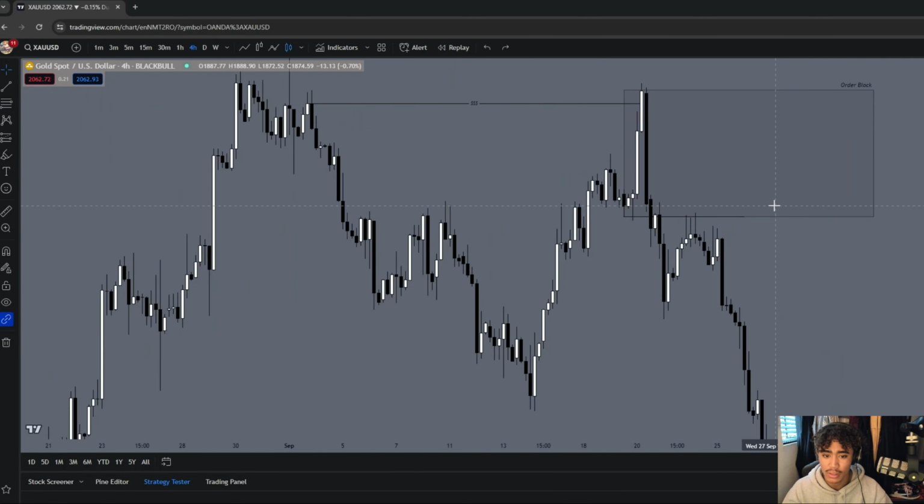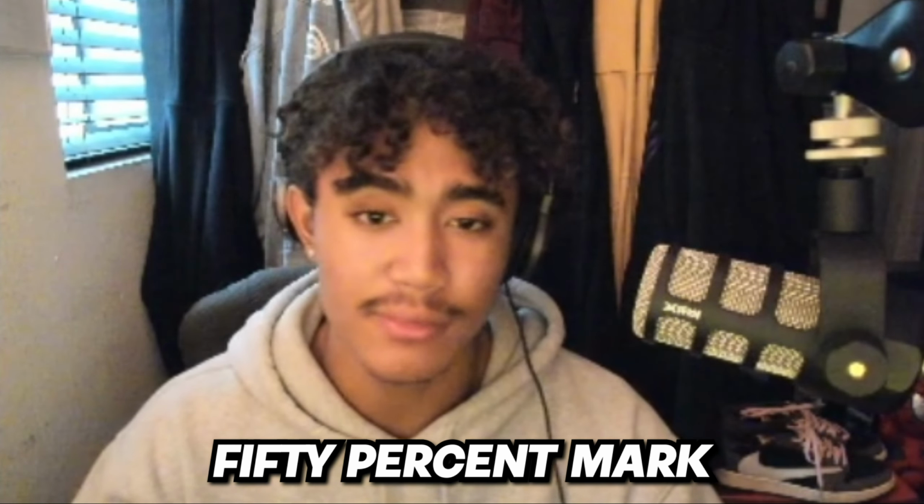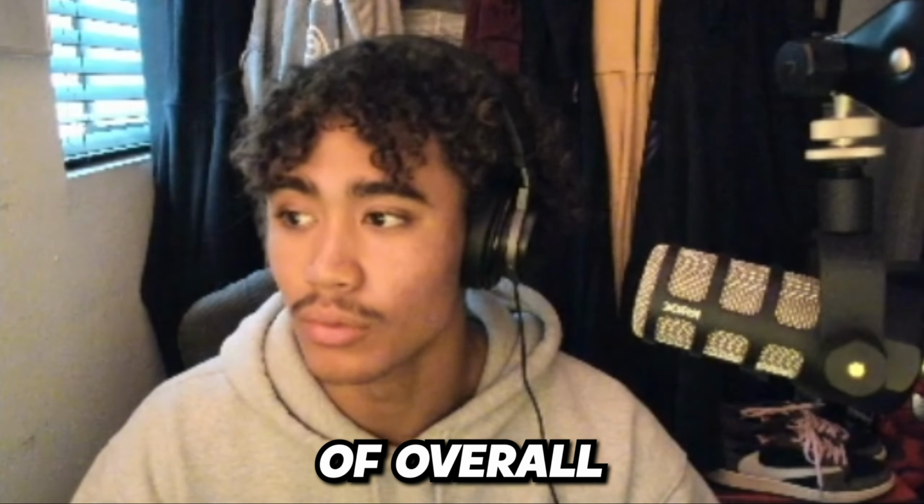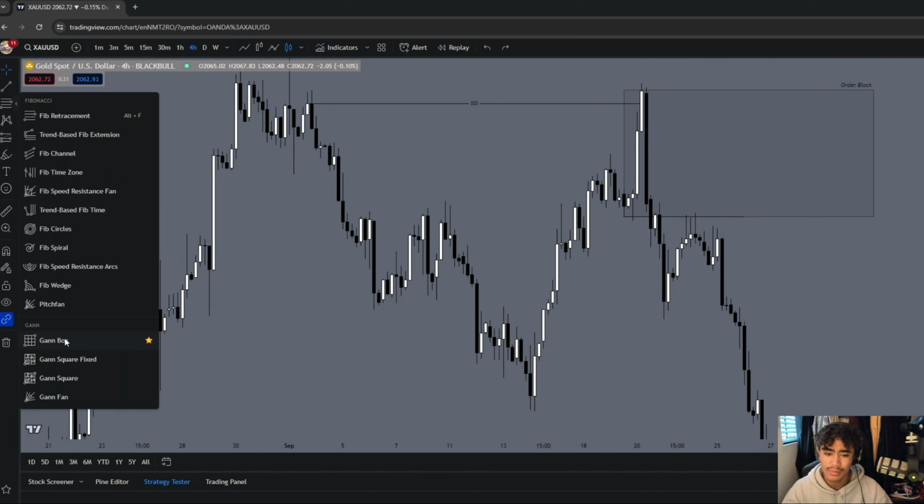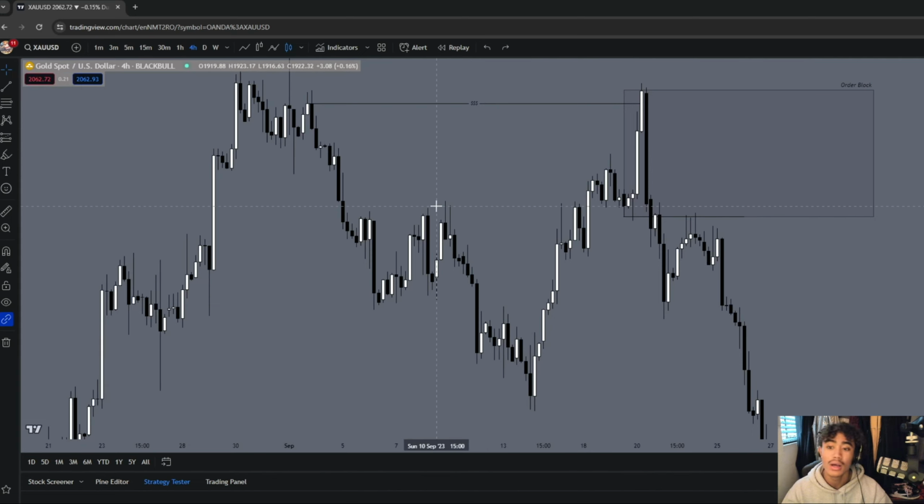And equilibrium, for you guys wondering, simply put, is the 50% mark of overall price action. Why is it the 50% mark? Because that is where banks like to buy within discount. Let's go find another example and come back.